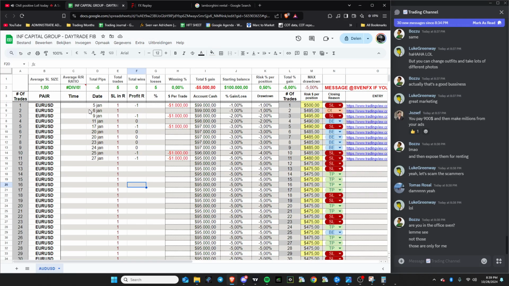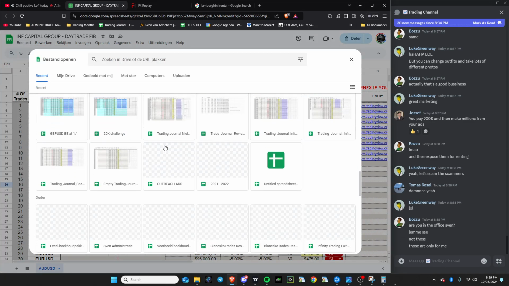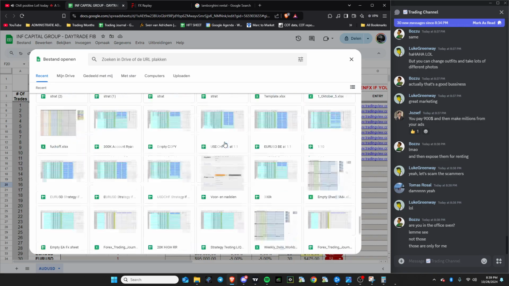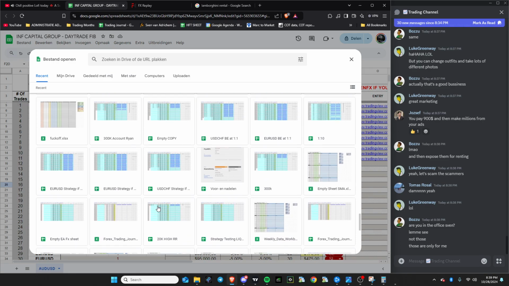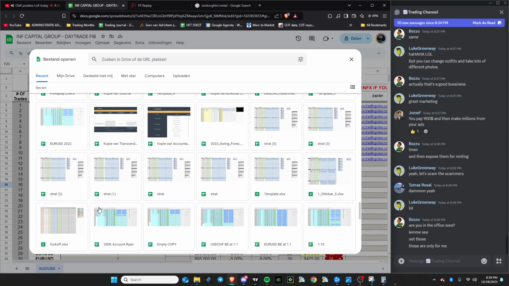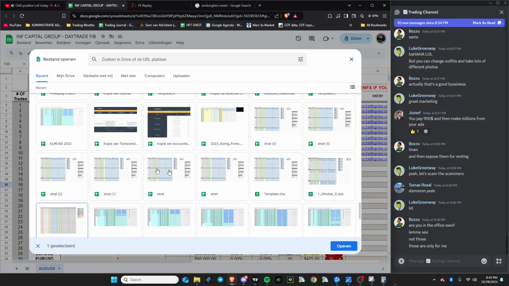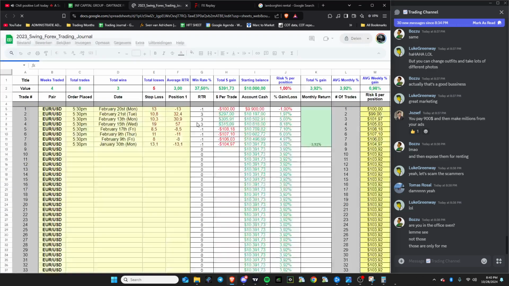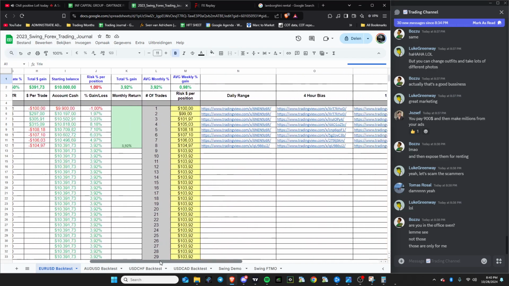This is how I started out with the swing strategy too, by the way. I'm probably not going to be able to find it, but when I first did my swing strategy, I started out with terrible results too. Swing FX 2023. Is that it? Oh, look at this journal. How ugly is that?